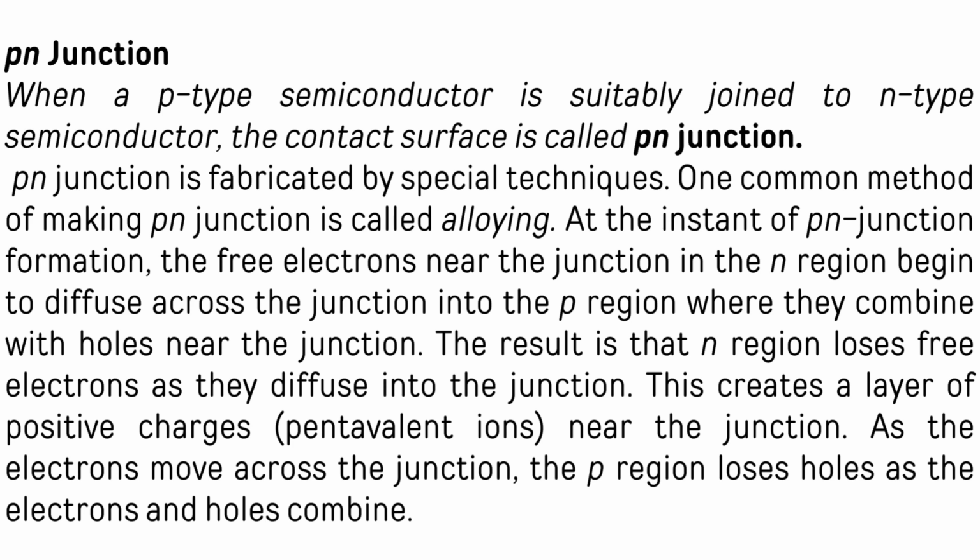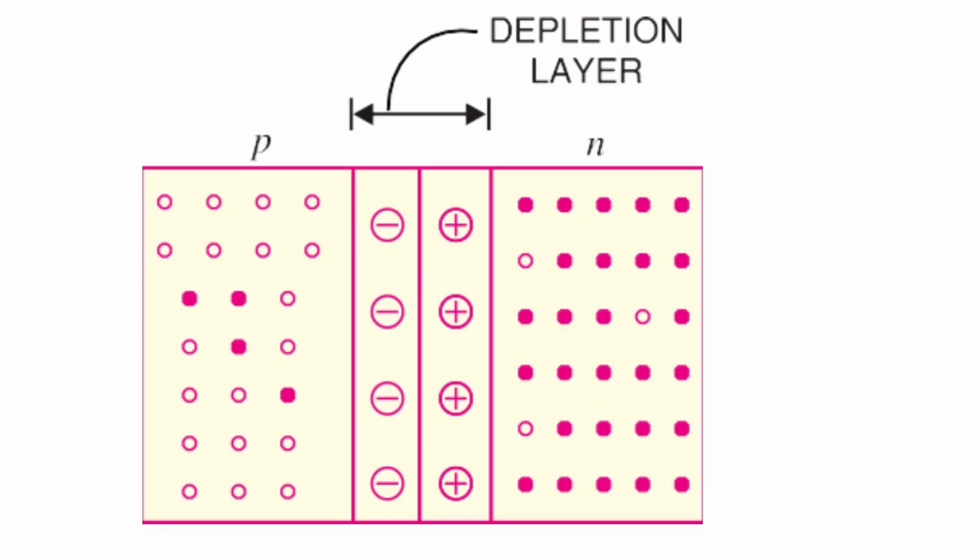The result is that the n region loses free electrons as they diffuse across the junction. This creates a layer of positive charges, pentavalent ions, near the junction. As the electrons move across the junction, the p region loses holes as the electrons and holes combine, which is as shown in the figure.